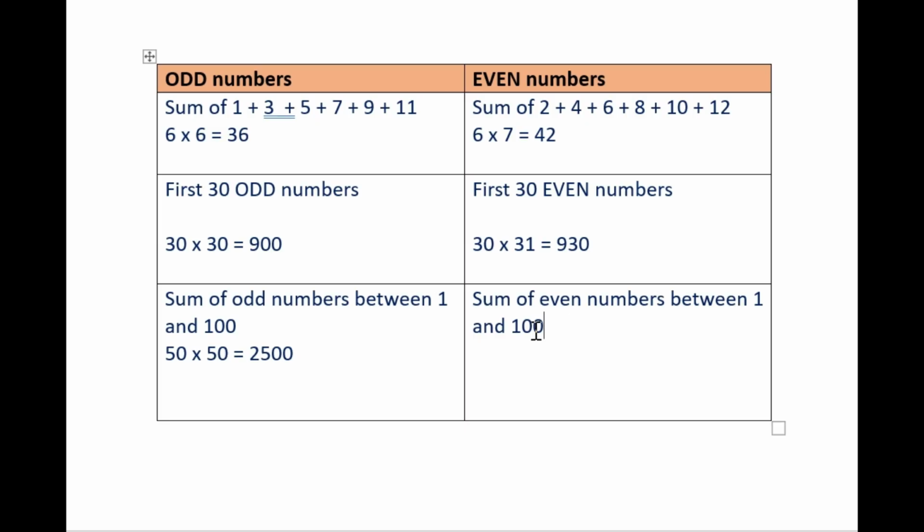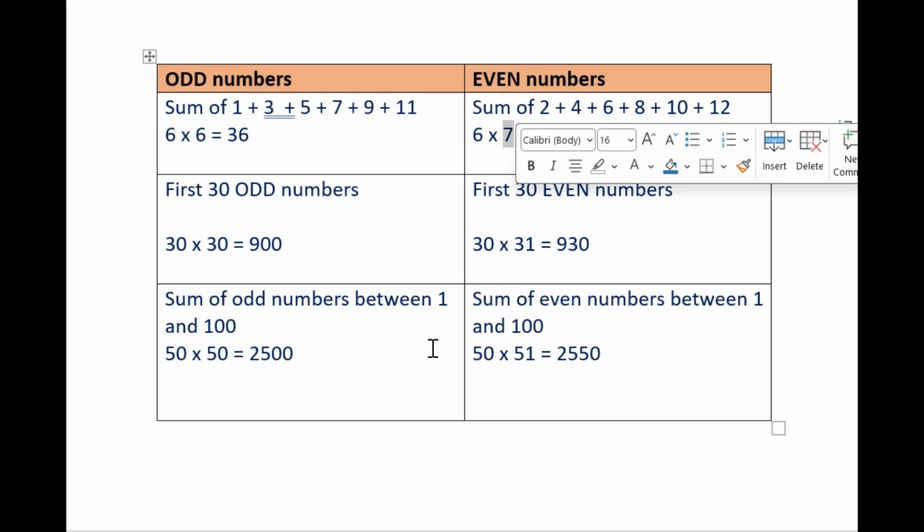And the sum of even numbers between 1 and 100 is very similar to odd numbers. It's 50 even numbers, so 50 into 51. I'm repeating again, in case of even numbers, the second term becomes incremental. And the answer will be 2550. So these are a few examples of odd and even numbers. For odd numbers, it is the square of the number, and for even numbers, the second term becomes incremental.